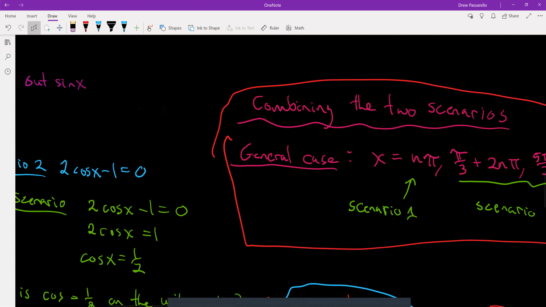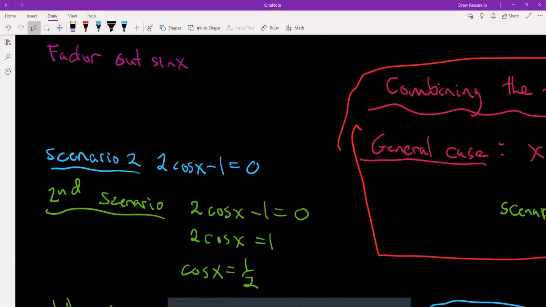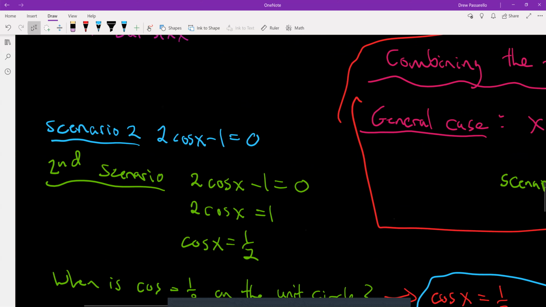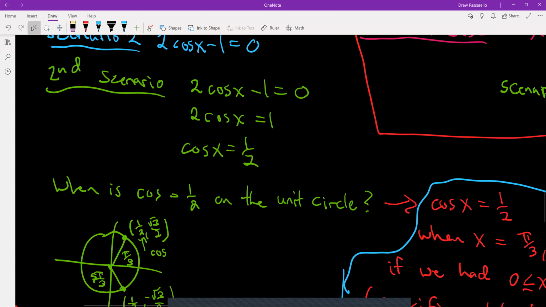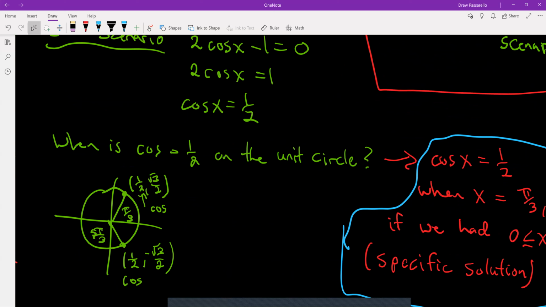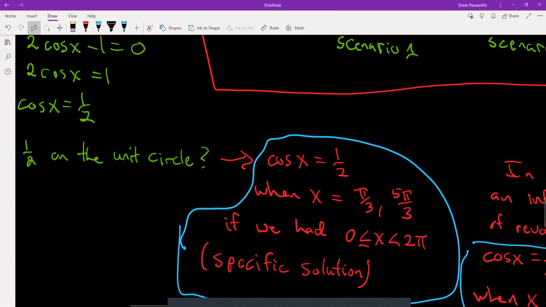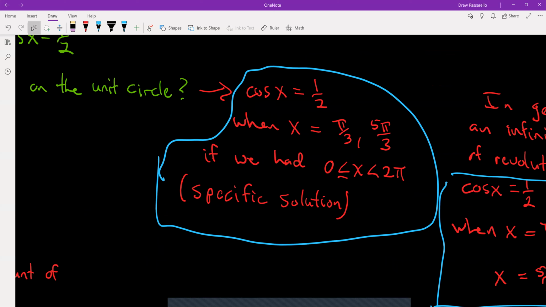Scenario 2 was 2 cosine x minus 1 equal to 0. And then I add 1 to both sides and divide by 2, so that way I have cosine by itself, so it's cosine x equal to a half. And then a similar thought process: when is cosine a half on the unit circle? It occurs at pi over 3 and 5 pi over 3, because those 2 points give you x coordinates of a half. So then I said, well, cosine x equals a half when x is pi over 3 or 5 pi over 3. That's based on one revolution, which is between 0 and 2 pi, and that's the specific solution.